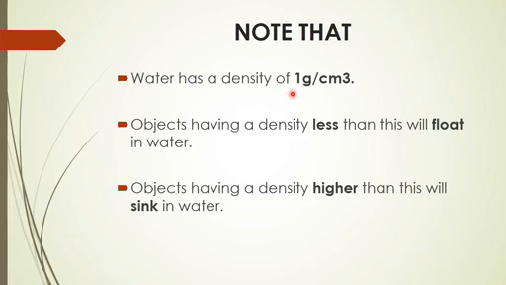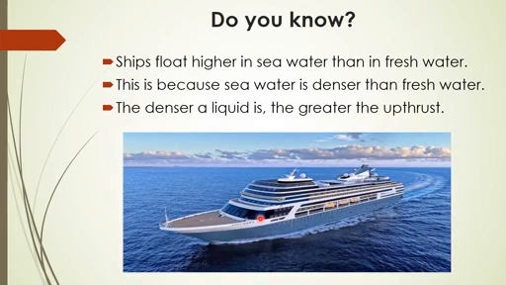Something to note is that water has a density of 1 gram per centimeter cube. Objects having a density less than this will float in water. Objects having a density higher than this will sink in the water. Like if you have any object whose density is greater than 1 gram per centimeter cube, for example 2 gram, 3 gram, 4 gram, whatever, greater than 1 gram, it will sink in the water, and the rest whose density is less than 1 gram per centimeter cube, they will float in the water. So this is something you can note down.